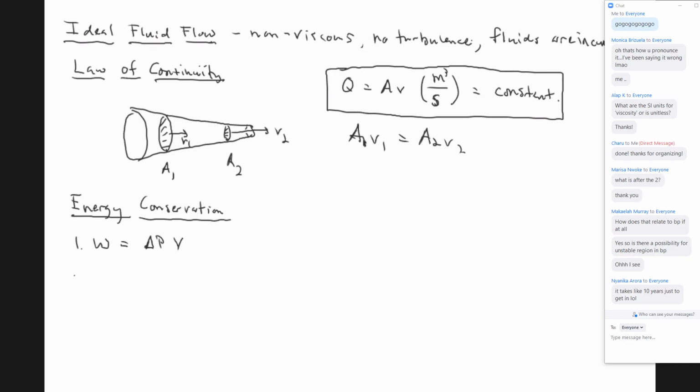If you don't think that's work, what's pressure? Force per cross-sectional area. What's volume? Cross-sectional area times the height or length, right? Isn't that force times length? Isn't that work, or force times displacement?